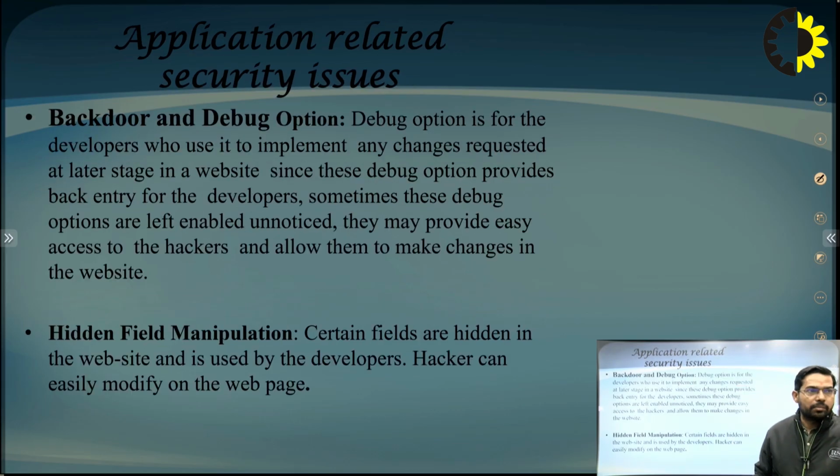Backdoor entry, backdoor or debug option. We can easily identify the debug from the backdoor option. The debug option is for the developer, who uses it to implement any change requested at a later stage in the website. Since these debug options provide a back entry for the developer, sometimes they are left enabled unnoticed. They may provide easy access to hackers, allowing them to make changes.